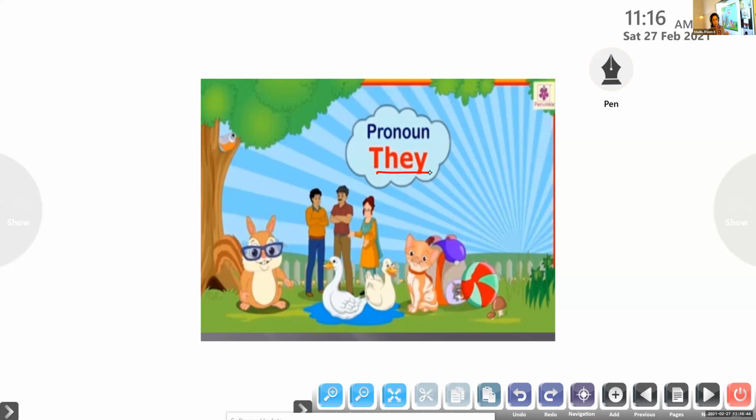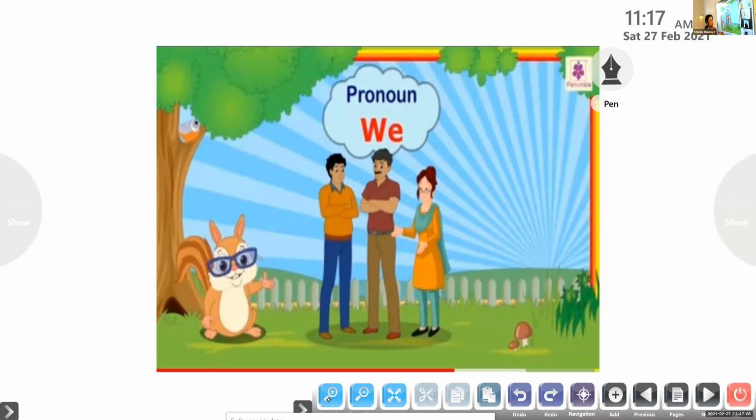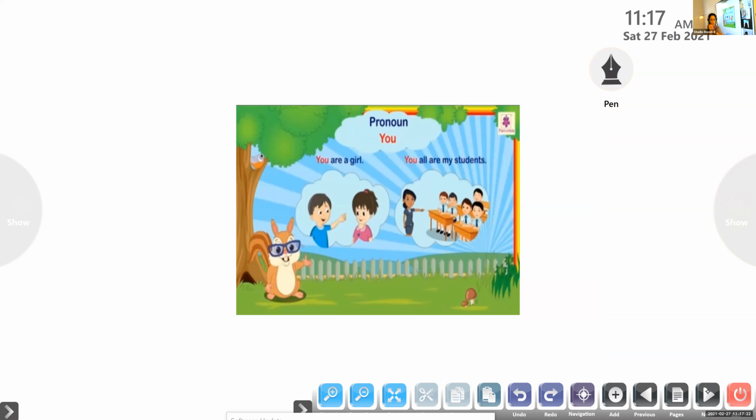They is a pronoun which is used when we talk about more than one person, thing, or animal. When we talk about many people or many things or many animals, we make use of the pronoun they. When you are included in a group, like we went for a picnic or we attended a party, we use the pronoun we. So they is also a plural pronoun, we is also a plural pronoun, but they have specific uses.